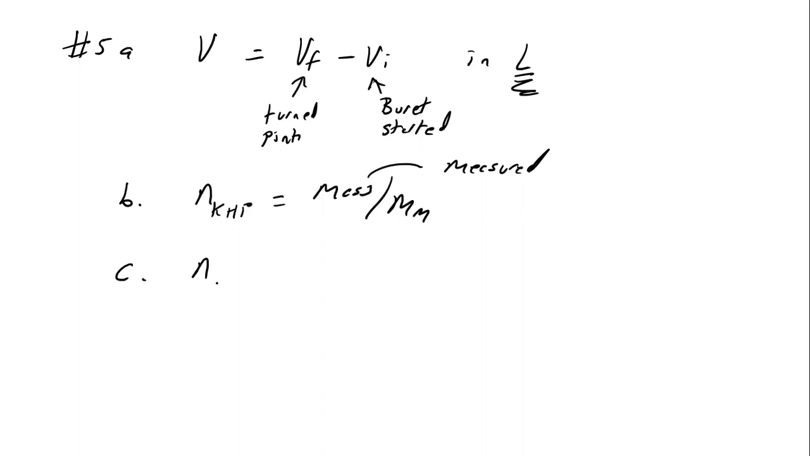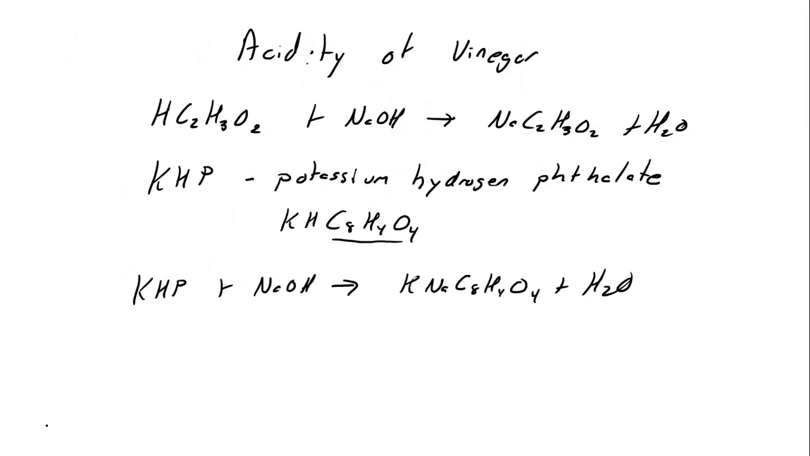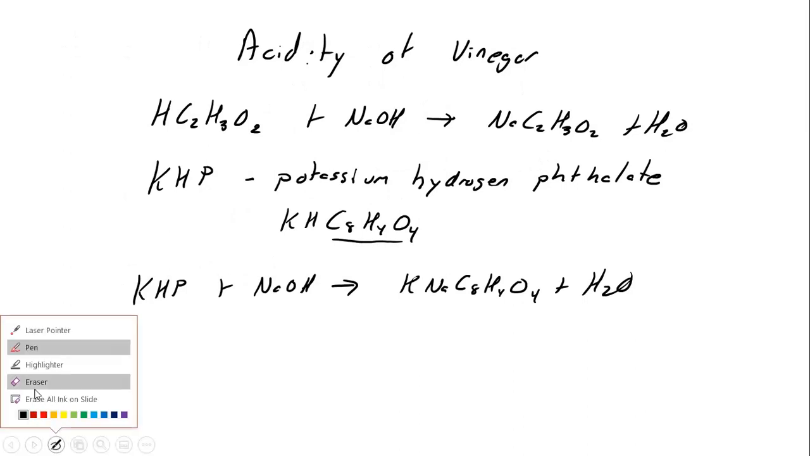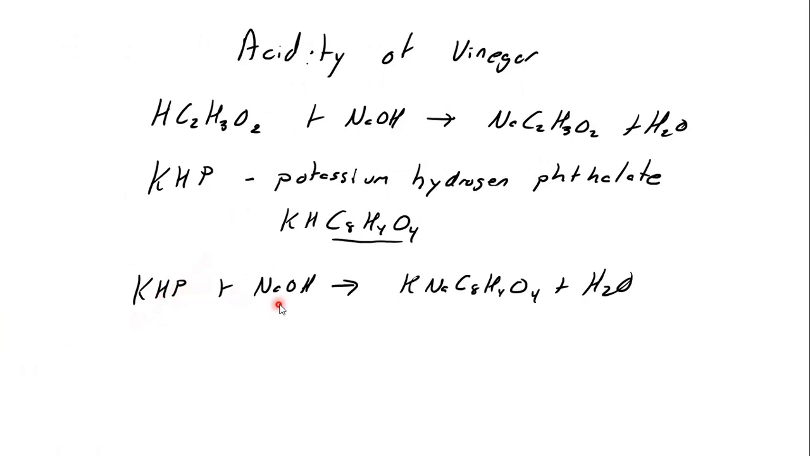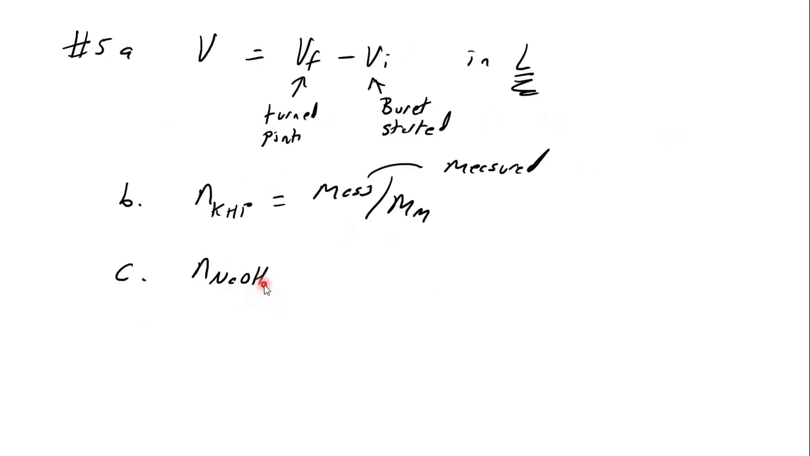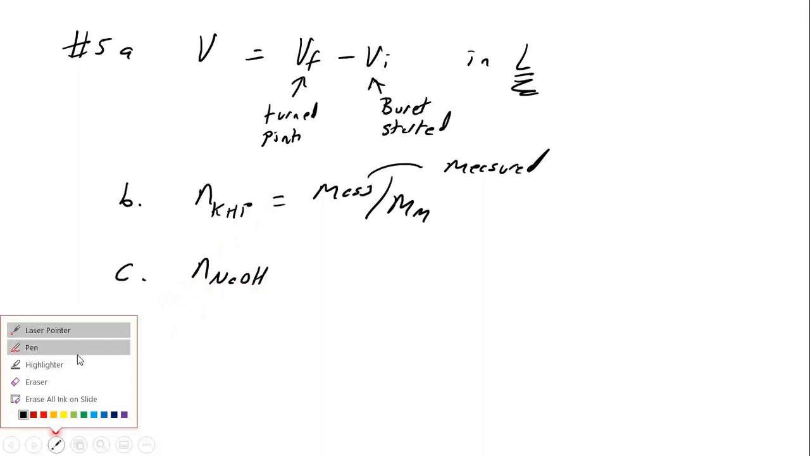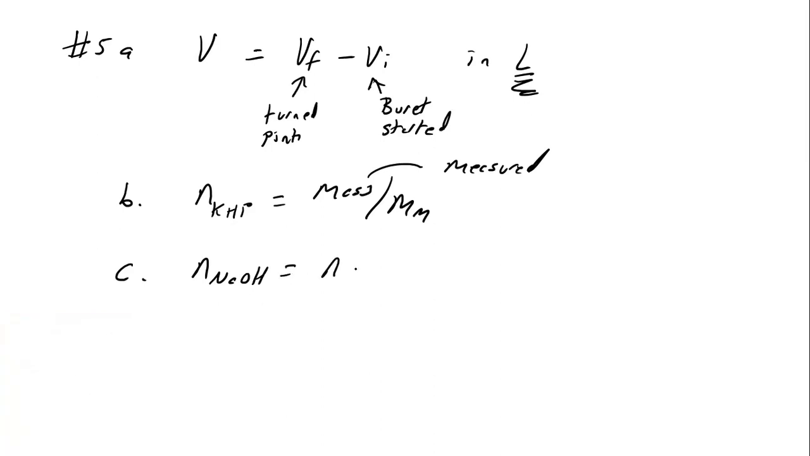C is the moles of sodium hydroxide. So given this relationship, which we just said, between the KHP and the sodium hydroxide is 1 to 1. Okay? So therefore, what should be the moles of sodium hydroxide? Well, it's going to be equal to the moles of KHP from 5B. Okay? Let me rewrite that.